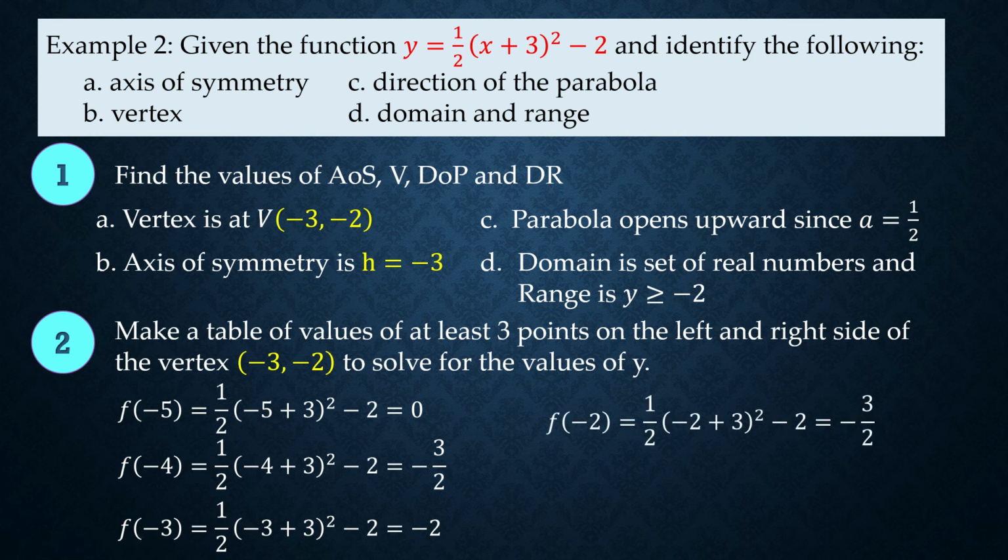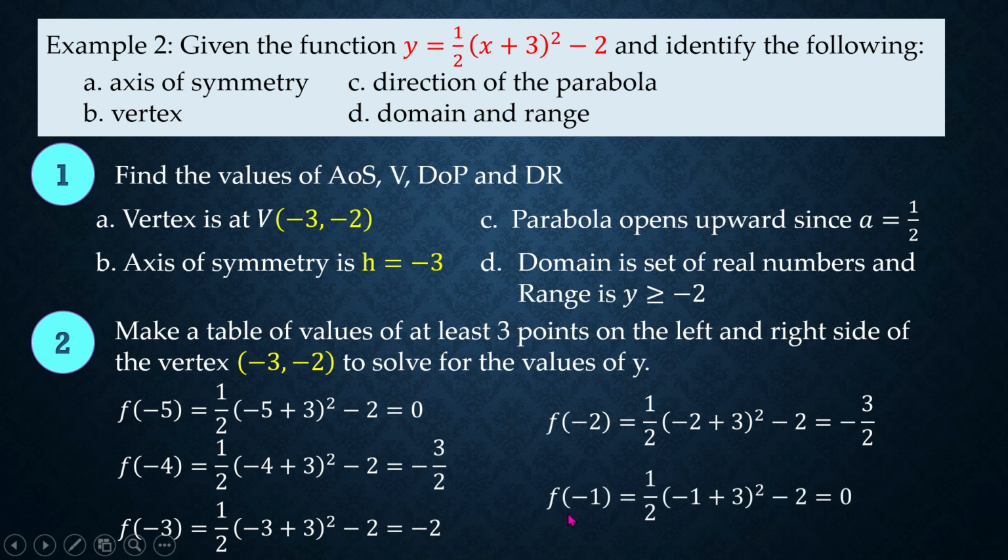Okay, next. If x is negative 2, it is equal to 1/2 times negative 2 plus 3 squared, then minus 2. So what is negative 2 plus 3, or 3 minus 2? That is 1. What is the square of 1? 1 times 1 is 1. 1 times 1/2 is 1/2. 1/2 minus 2, the solution is the same as before. 1/2 minus 2 is negative 3/2.